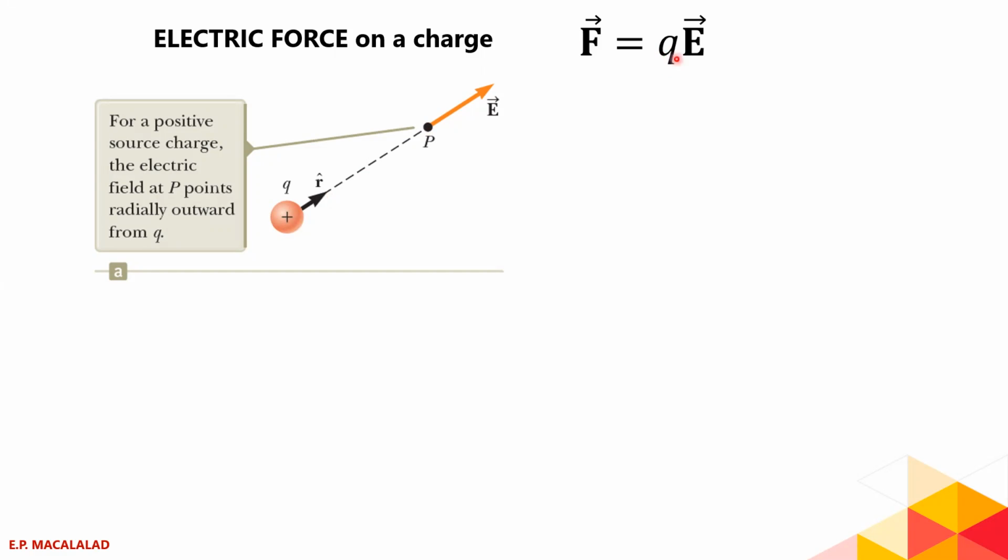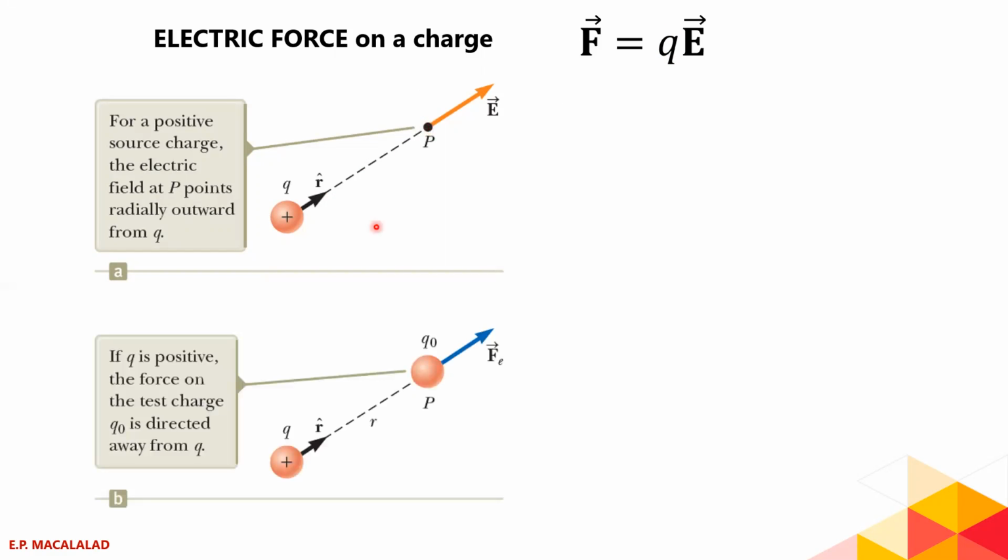Now, if we place a charge Q on this point, it will experience an electric force, F. The magnitude of this force will just be the product of the magnitude of the electric field and the magnitude of the charge, whether this charge is positive or negative. The direction will be dictated by two things: the direction of the electric field at this point and the sign of your charge.